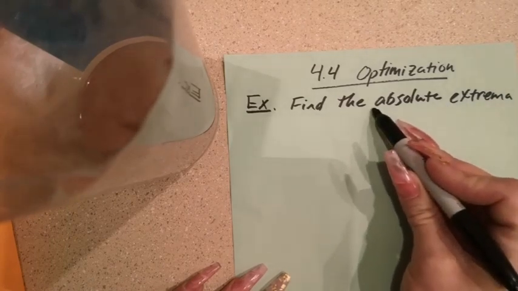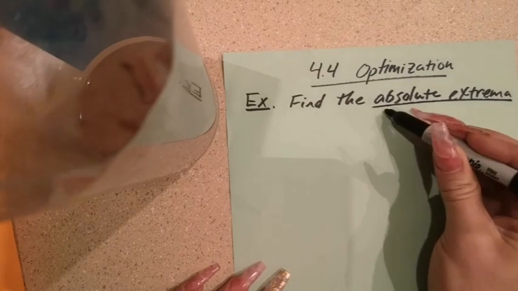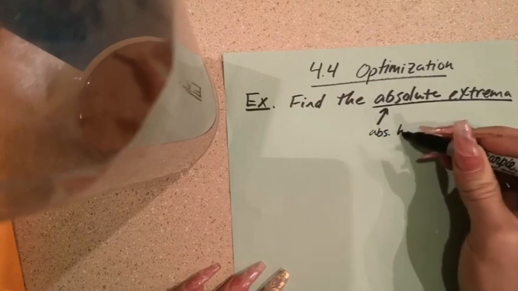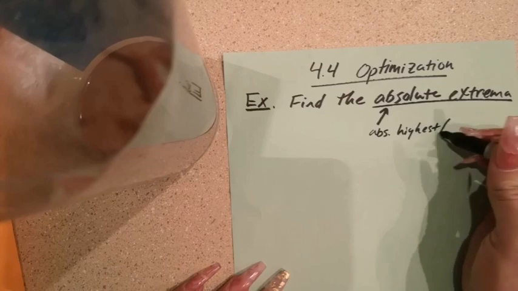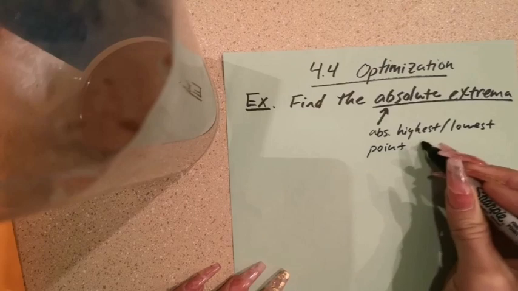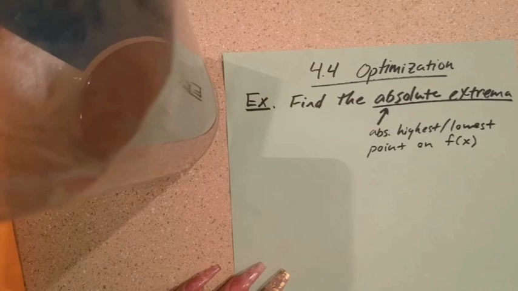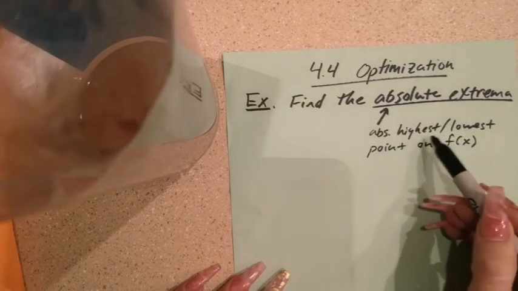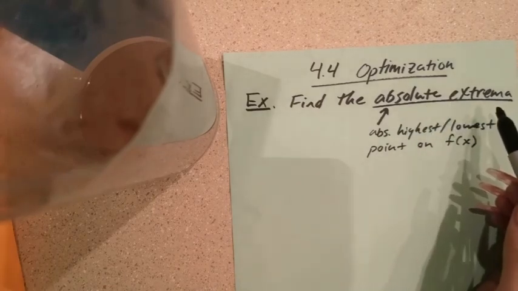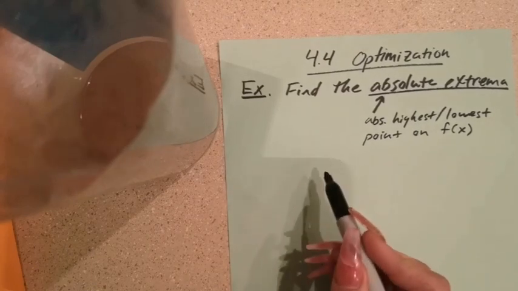So we've talked about local or relative extrema, as in turning points. Here, this is just what you would think. This is the absolute highest or lowest point on the graph of f of x. So in other words, because I'm looking for the absolute highest or lowest point, a function would have only one absolute max and absolute min, whereas it could have multiple local maxes or mins.